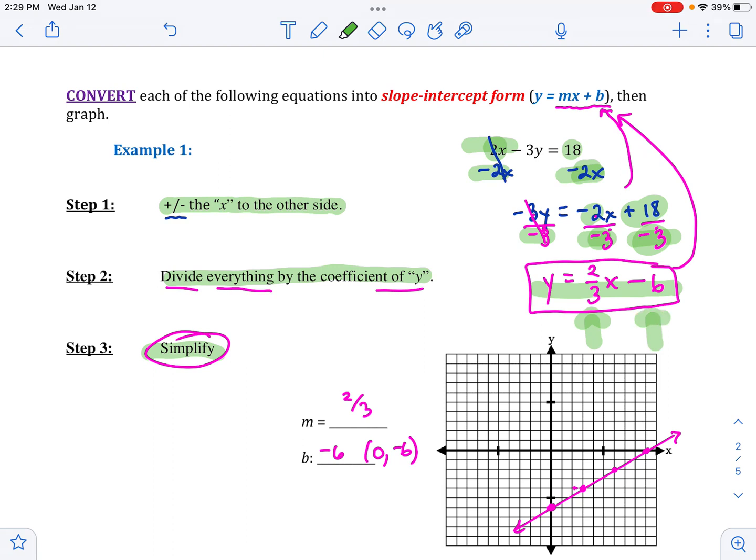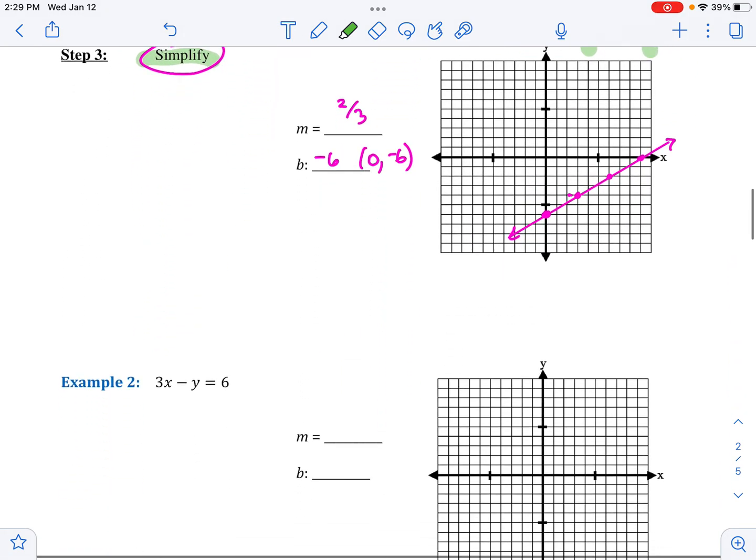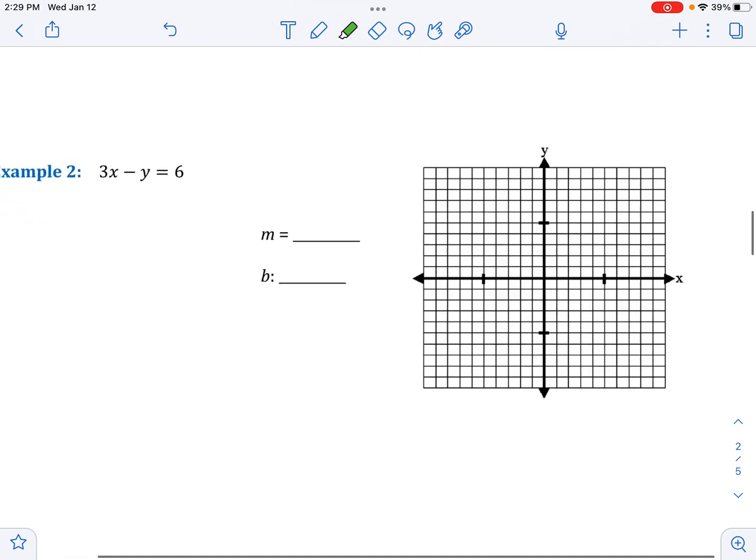All right, so what we're going to do is look at 3 more different examples, and we're just going to practice this over and over again. If I'm ever going too fast, stop the video, pause it, write down what you need, and then you can catch up from there. All right, I'm going to go to example 2.